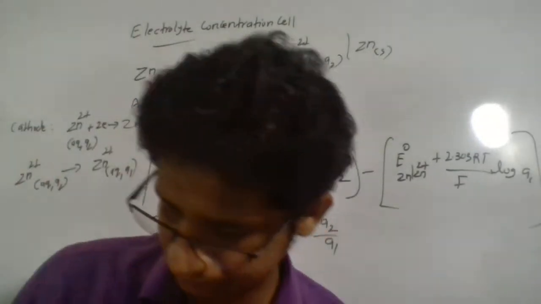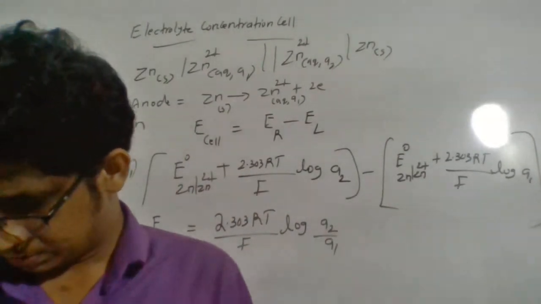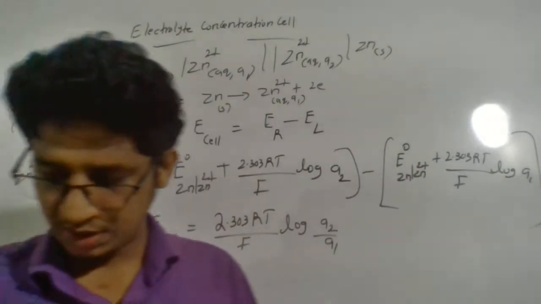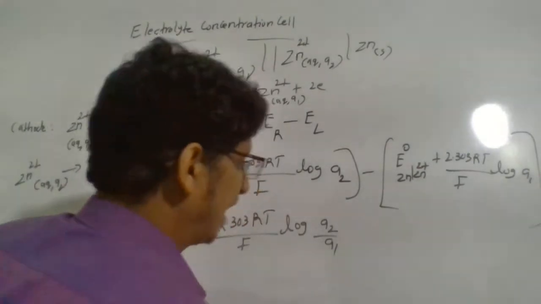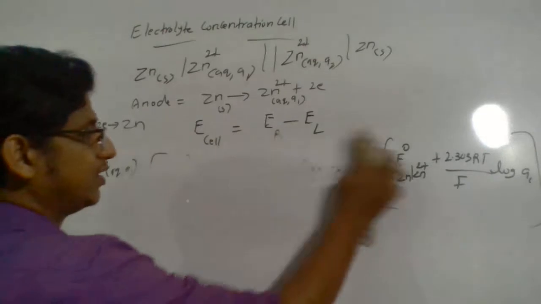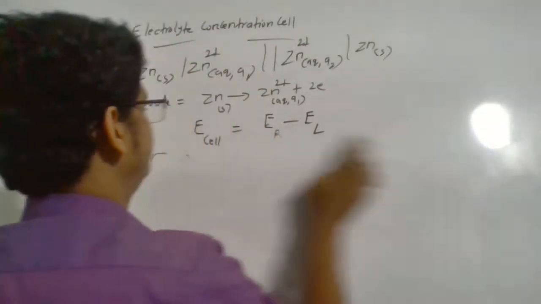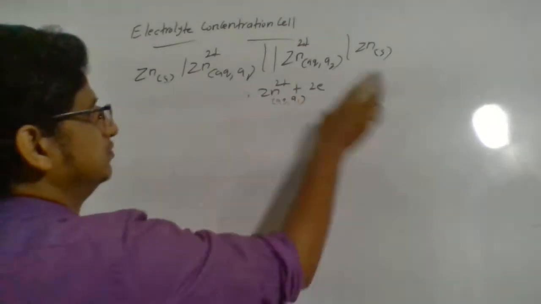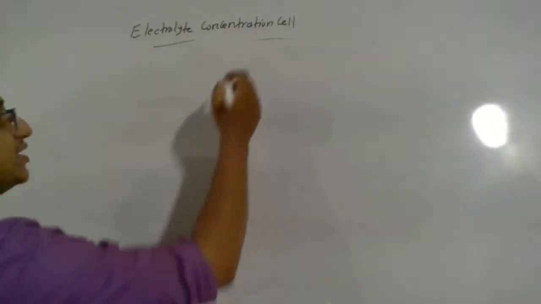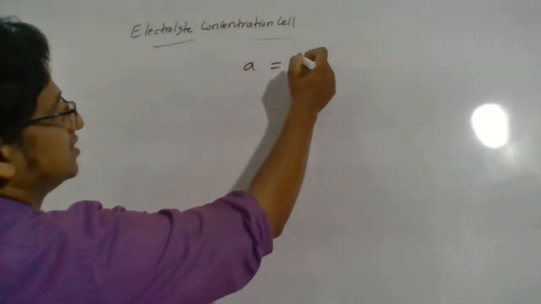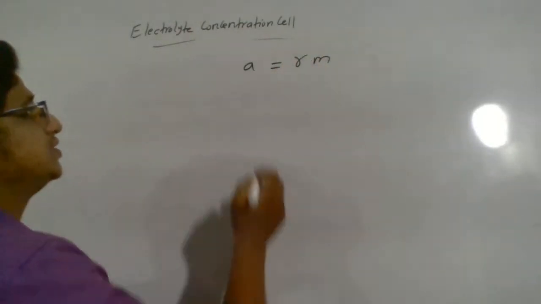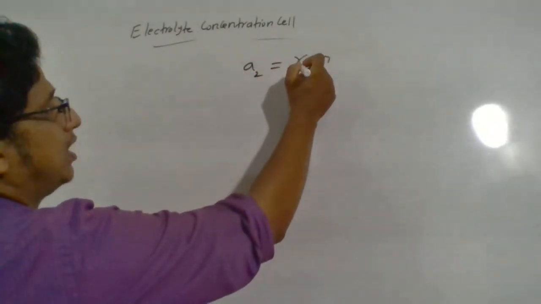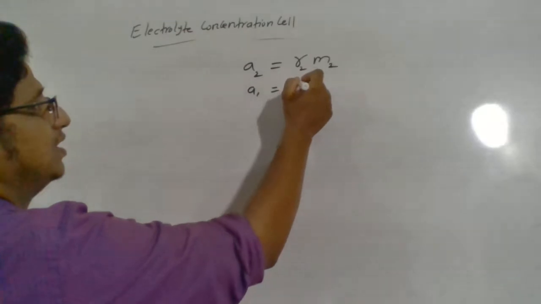Okay, so let us continue. Now we can express the same equation in terms of activity and activity coefficient. So we know what activity is all about. Activity you can express in terms of gamma m, where m is the molality and gamma is the activity coefficient. So A2 you can write as gamma 2 m2, and A1 you can represent as gamma 1 m1.